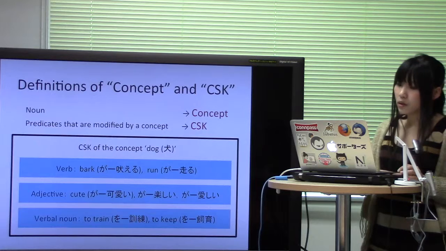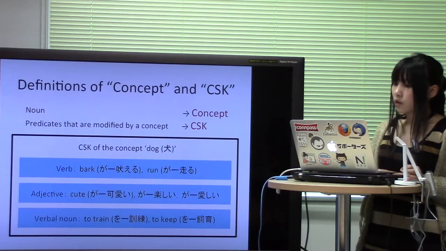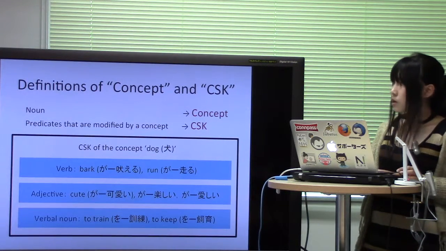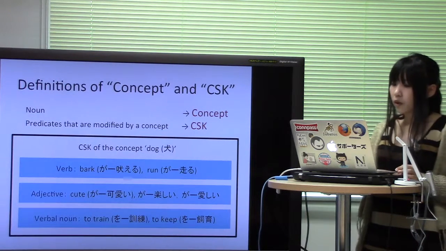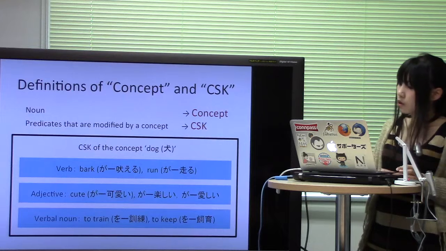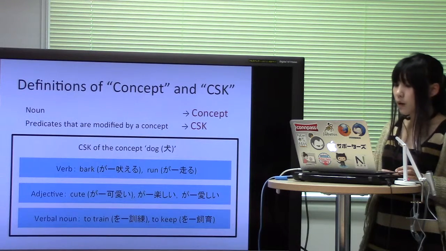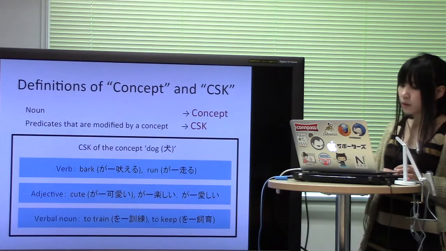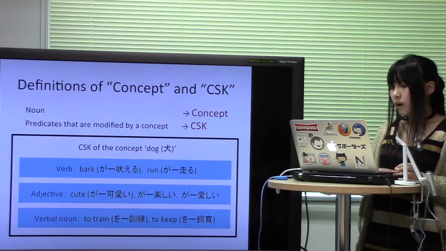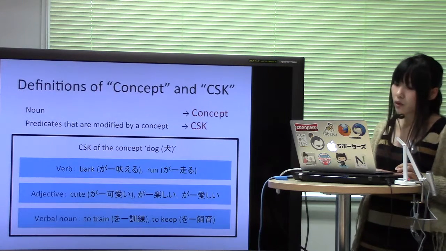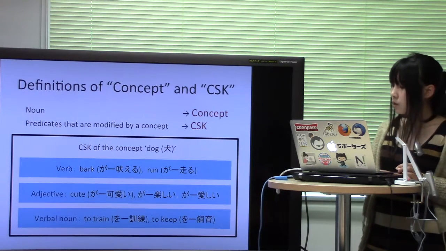We define the noun as a concept, and predicates that are modified by a concept as common sense knowledge. The predicate that we are referring to here is a set of verbs, adjectives, and Japanese verbal nouns that are modified by a concept with a Japanese case particle. For example, when the predicates bark and to train are modified by the concept of dog, the predicates become common sense knowledge of dog.